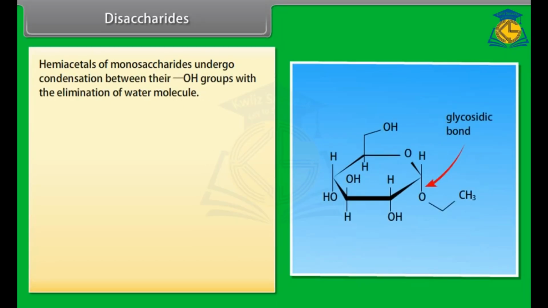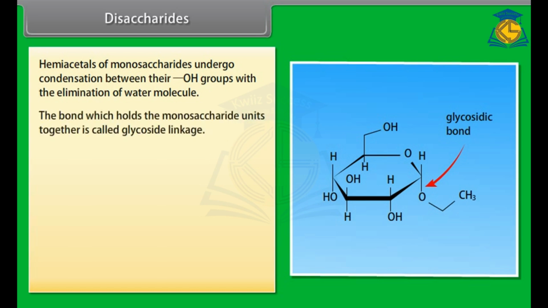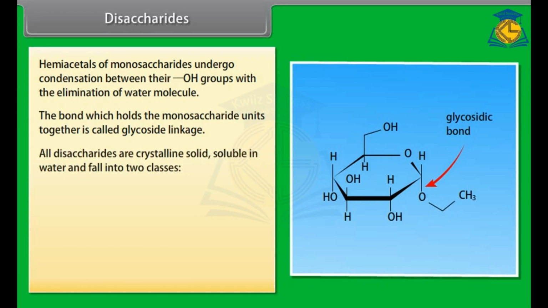Hemiacetals of monosaccharides undergo condensation between their OH groups with the elimination of a water molecule. The bond which holds the monosaccharide units together is called glycosidic linkage. All disaccharides are crystalline solids, soluble in water, and fall into two classes.